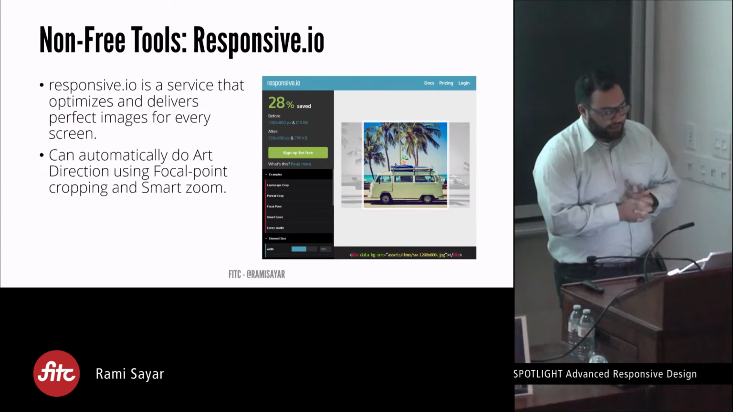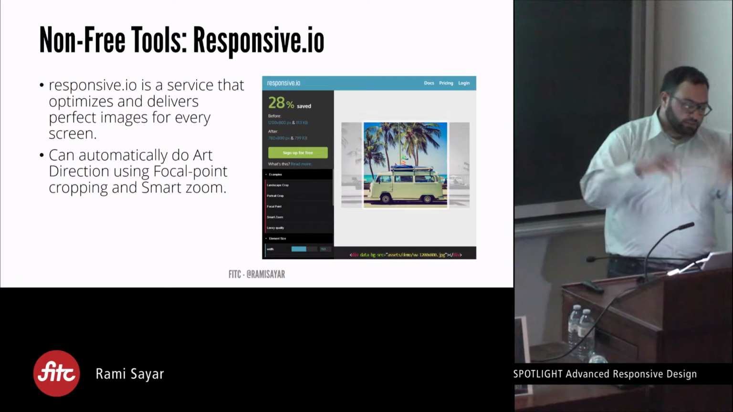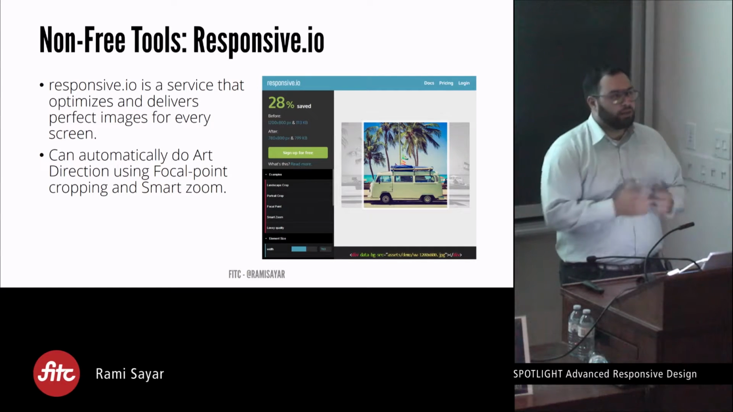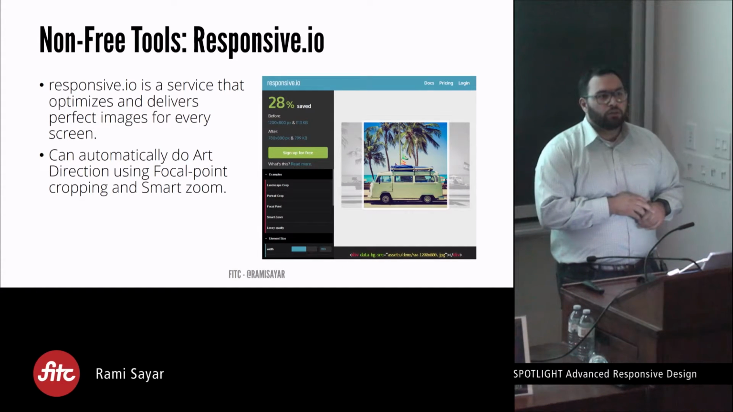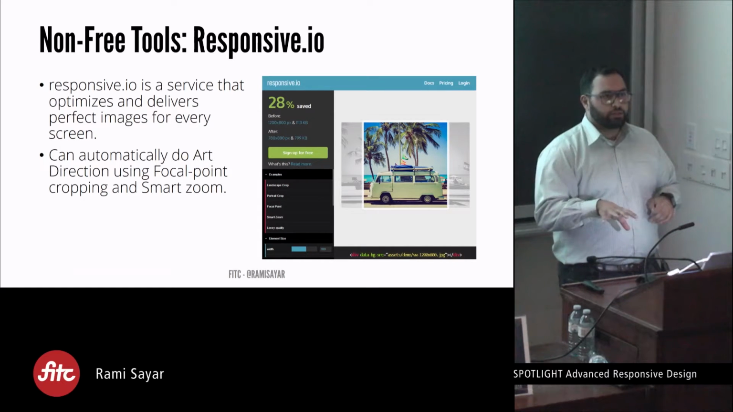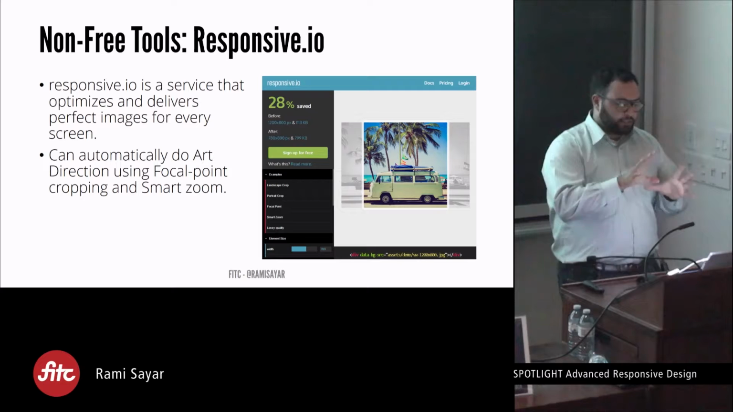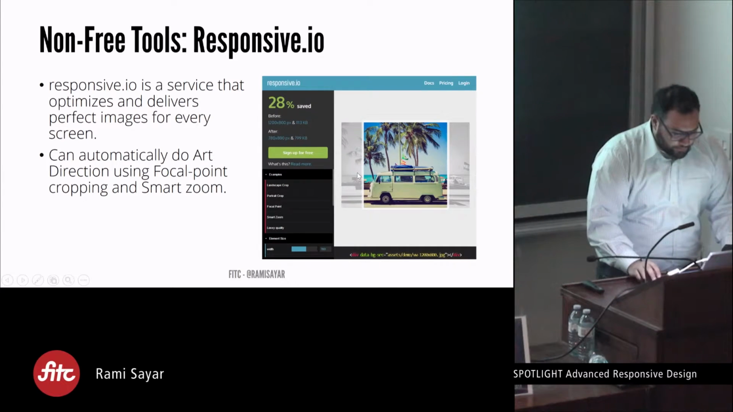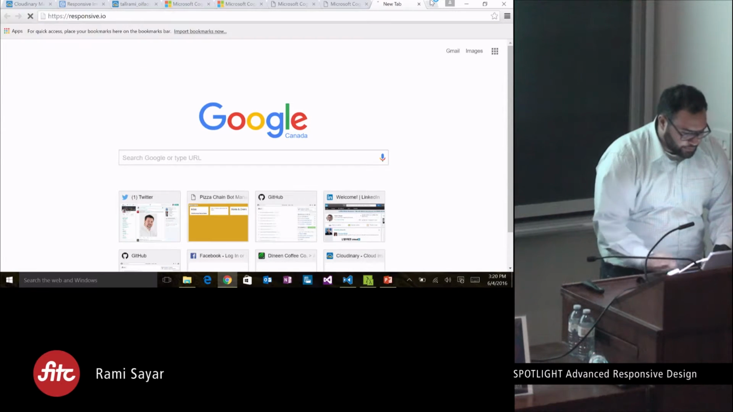This one is also really good. It's called responsive.io, and it's designed to be a service that optimizes and delivers perfect images for your every screen, blah, blah, blah. But really what it does is this thing called focal point cropping and smart zoom, right? So it essentially looks for the area of interest in the image, and then depending on the sizing, it'll actually zoom out or zoom in, okay? And then it will stick to that focal point. I'm not sure if I have it loaded up, but I did want to show you a demo.